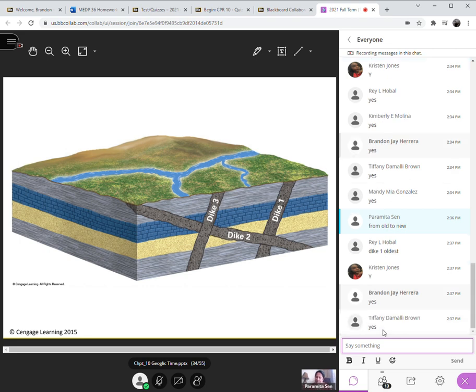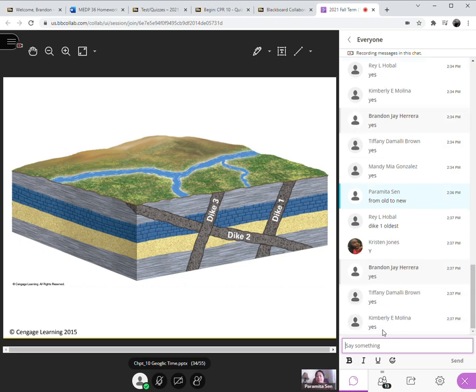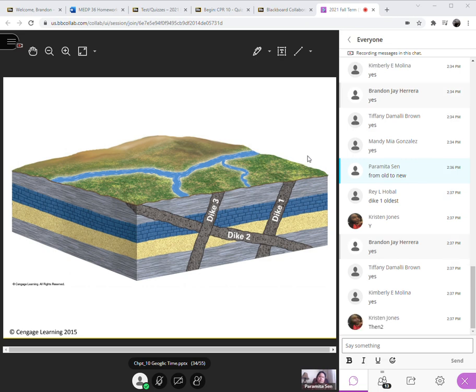Yes. Because dike 1 has been cut by dike 2, it is definitely the oldest. When 2 can cut 1, that means 1 is already formed. Next, which is the next dike? 2. Very good. Then 3 is the youngest because nobody has cut 3. Dike 1 is cut by dike 2, dike 2 is cut by dike 3. So dike 1 is the oldest, then dike 2, then dike 3. Okay, you got it. You guys rock.